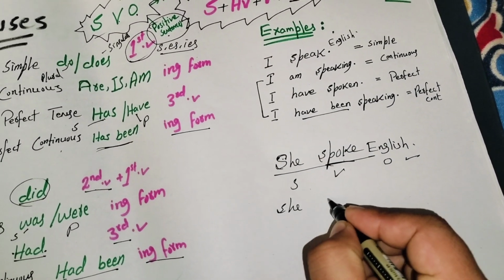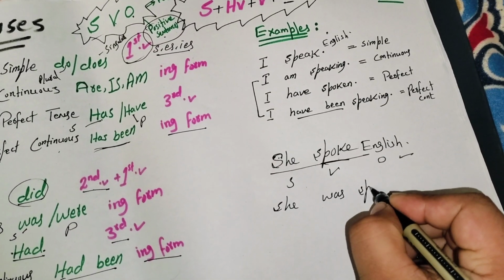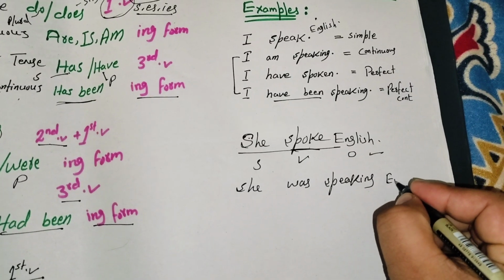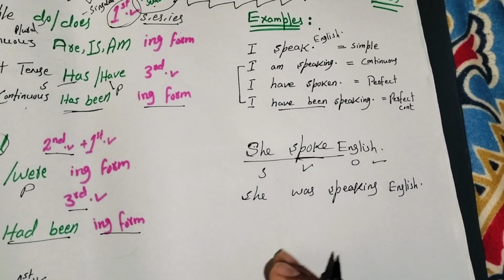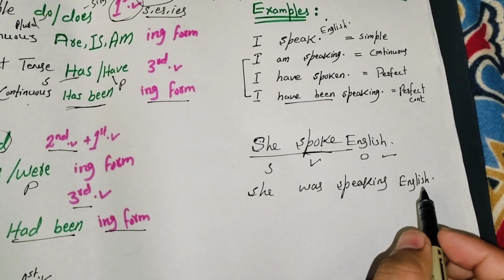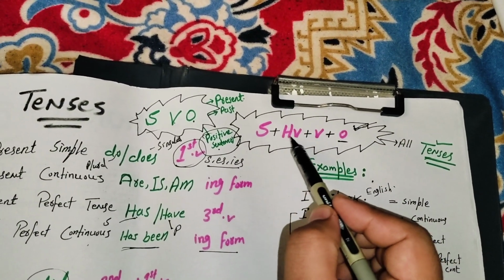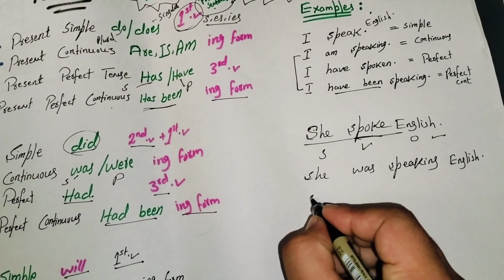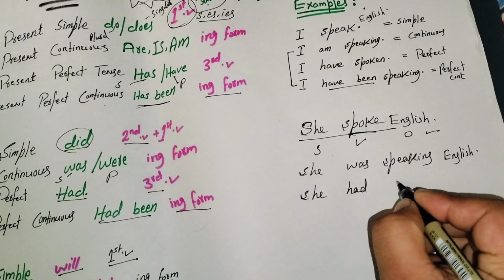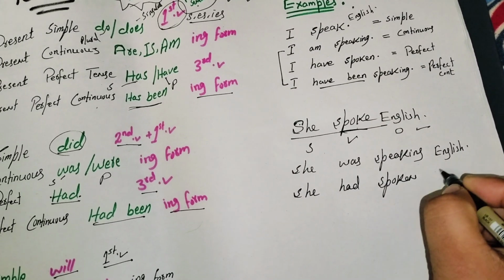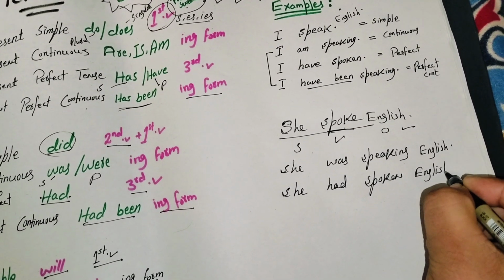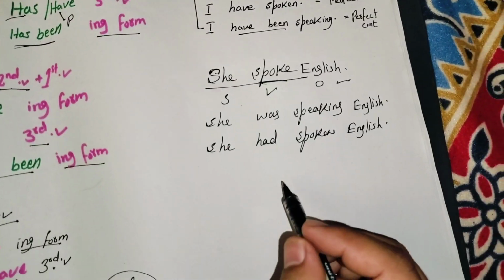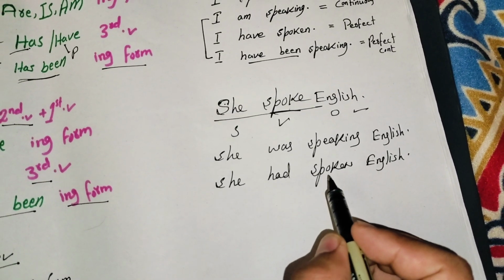She was speaking English. As you can see there, subject, helping verb, verb, and object. Check the formula. Subject, helping verb, verb, and object. Now I'm going to use perfect tense. She had spoken English. Now once again, we're going to check the formula. Subject, helping verb, verb, and object. Check it here. Subject, helping verb, verb, and object.